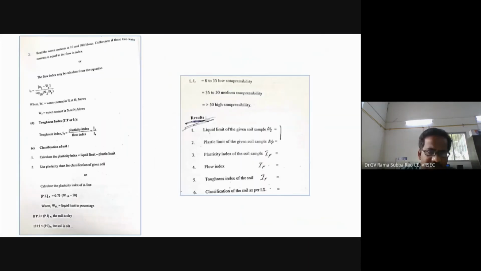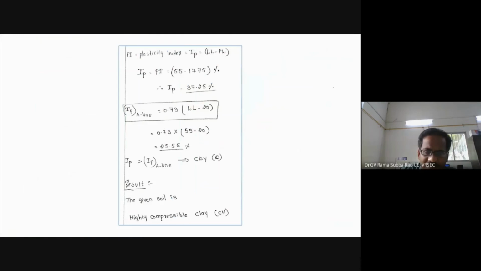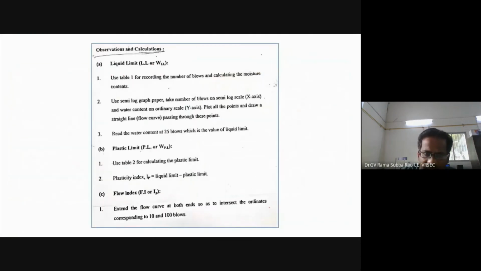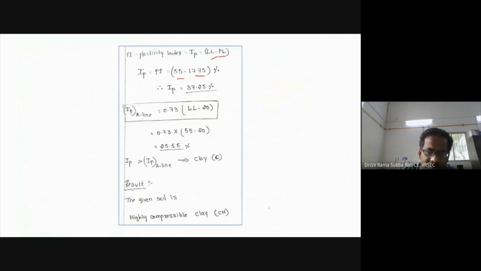Now it's time to discuss how to determine plasticity index. Plasticity index is equal to liquid limit of soil minus plastic limit of soil. I got liquid limit 55, plasticity index 17.75, as I just showed you. Here you see we got 17.75, by making a rolling thread of 3 mm diameter, which should crumble.